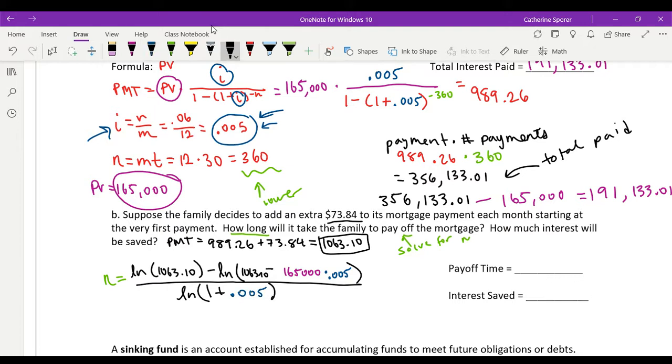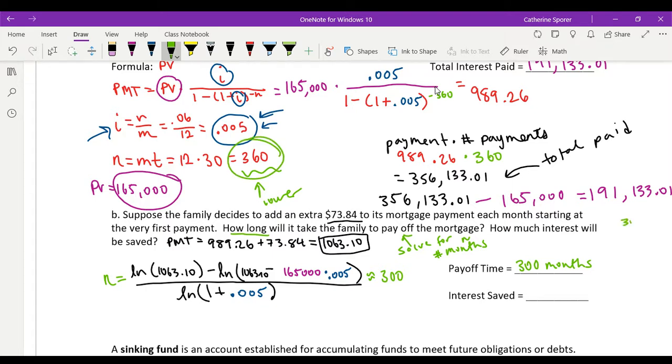So we end up setting up this equation, and this will give us a value for n. And this comes out to approximately 300. So it's going to take approximately 300 payments now to pay off this entire loan. And since it's a monthly mortgage payment, n is the number of months. So that means that it would take 300 months to pay off this mortgage, as opposed to the 360 that it would take before.